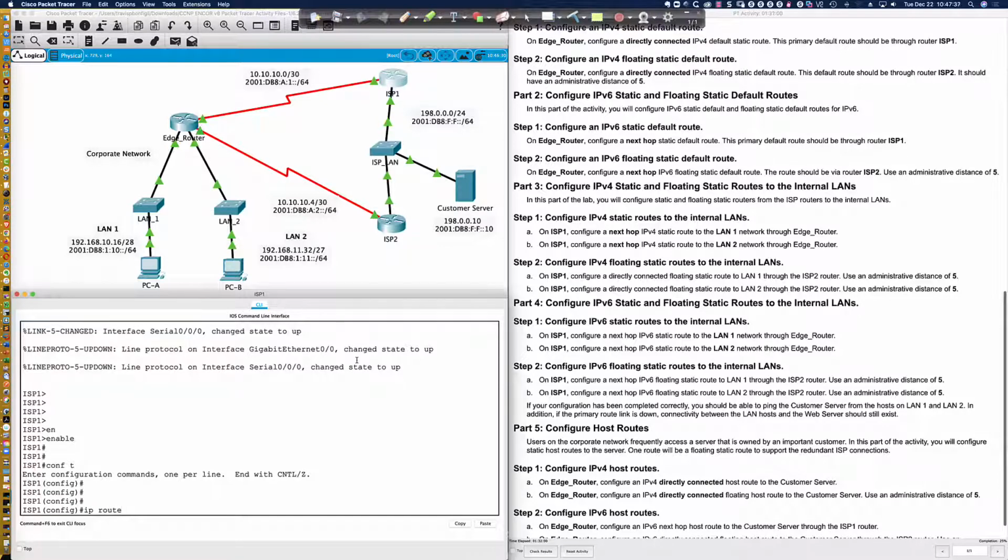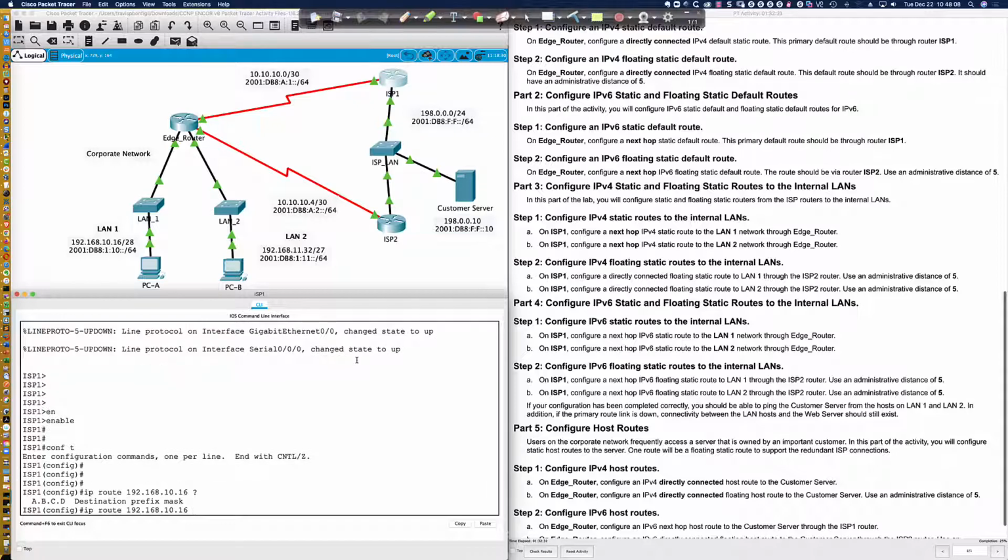So, and I'll give you my English translation to help you try to remember the syntax here. And what this is saying to me is my route to get to the LAN 1 network, which is 192.168.10.16, and of course they give us a /28 here, right? So here, unlike ACLs, we're not using a wildcard mask. Here, if I do a question mark, you can see it wants the subnet mask.